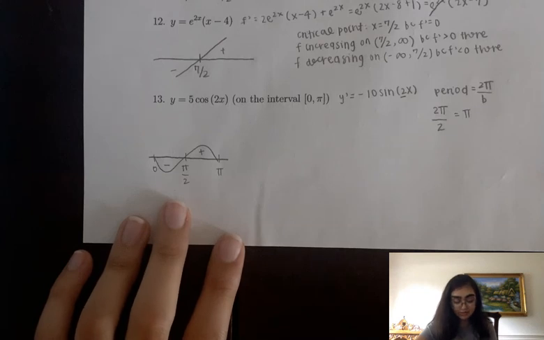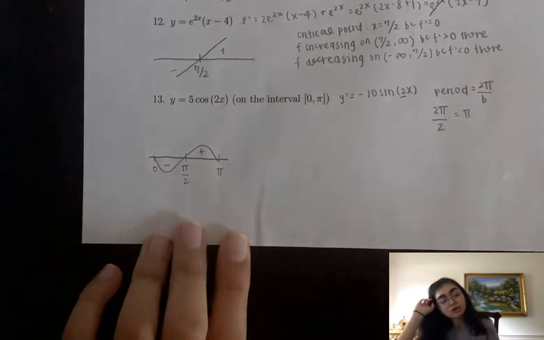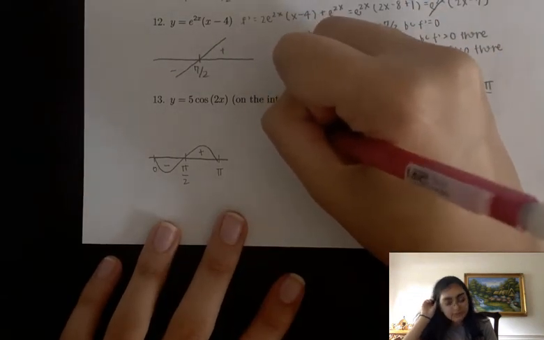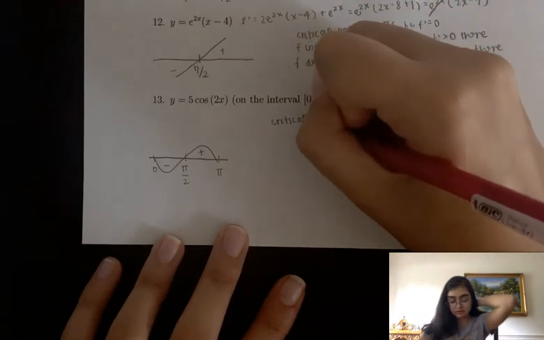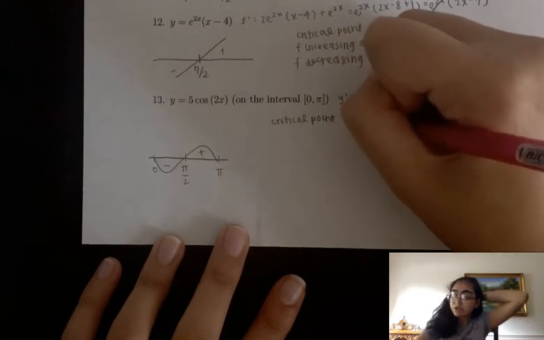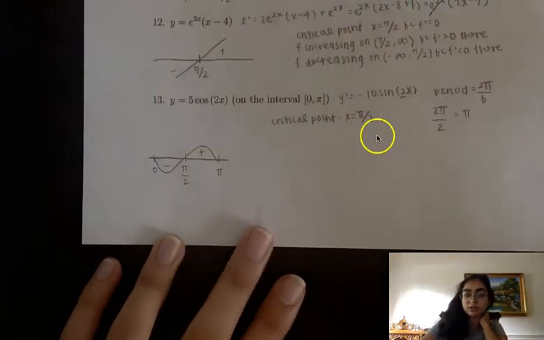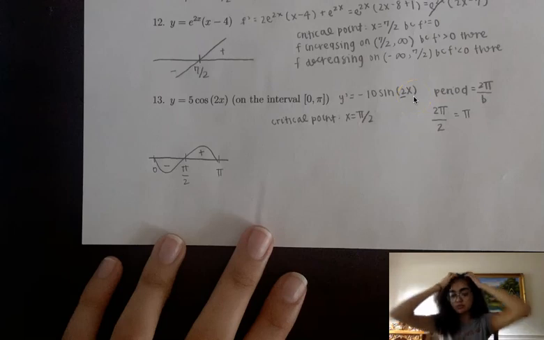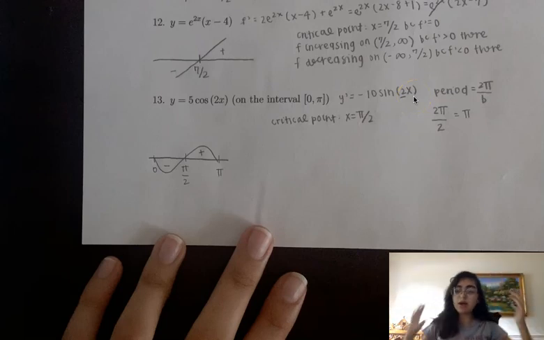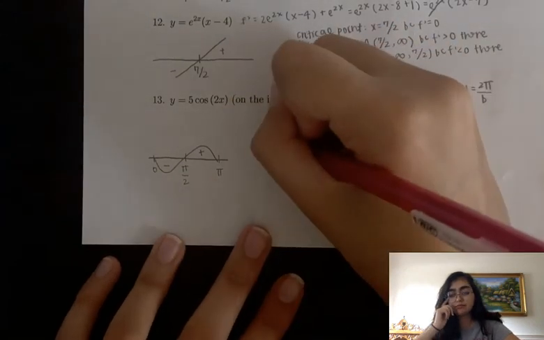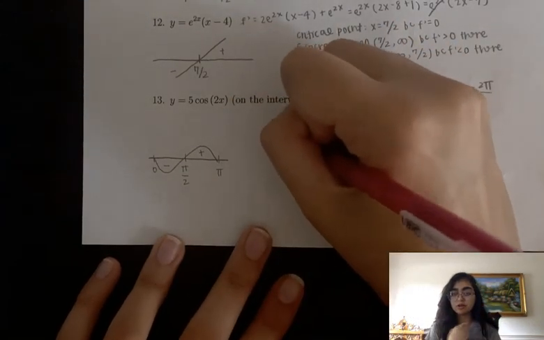So now that we have that, we know that our critical point is at pi over 2, because that's where f prime is equal to 0. Sorry. If you plugged in pi over 2 into this derivative equation, you'd basically get sine of pi, and since sine of pi is equal to 0, the derivative of y would equal 0 there, which is why it's our critical point.